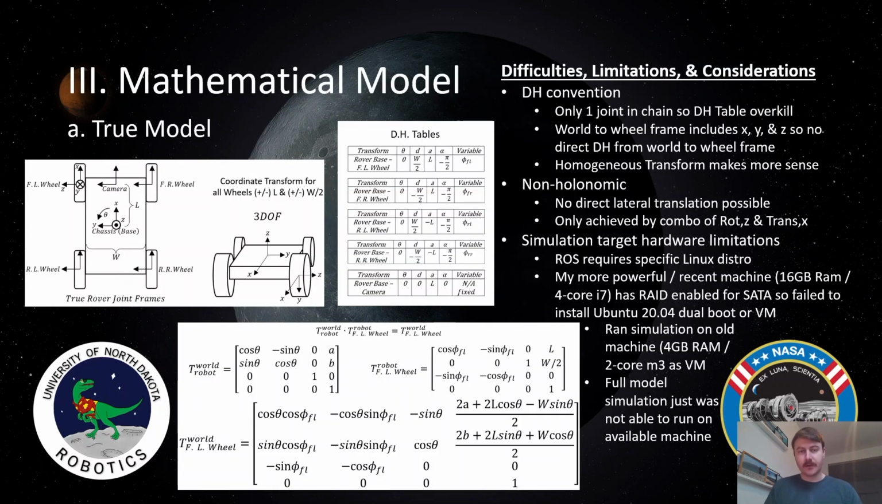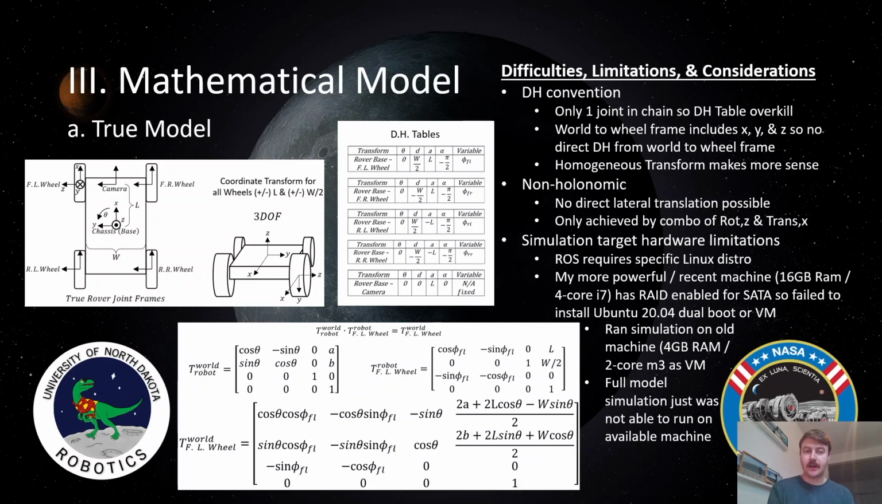So for the robotics course, we were tasked with kinematics modeling and then simulation. The kinematics model of the true system has 4 wheels, the chassis, and the camera. It has 3 degrees of freedom: translation in X, rotation in Z, and also translation in Y, but not accessed directly. It has to translate in X and rotate in Z in order to achieve the motion in Y, so that's why it's called a non-holonomic system.